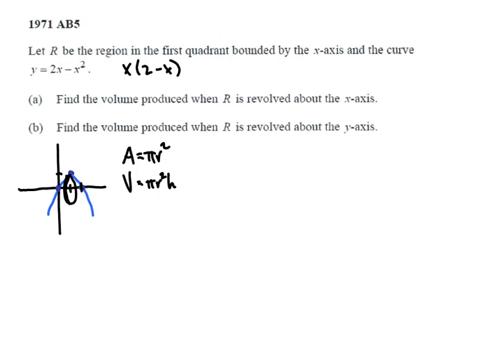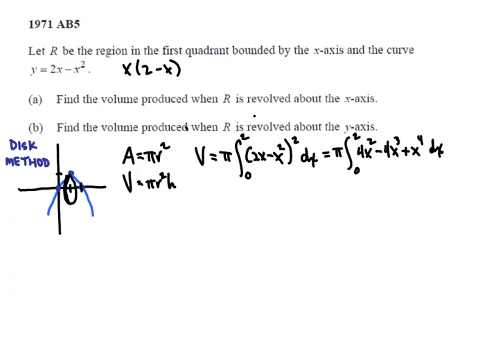individual discs. And so writing the integral for this, the volume is equal to pi times the integral from 0 to 2 of 2x minus x squared, entire quantity squared, dx. The way we're going to evaluate this is to square this integrand out, which leaves us with pi times the integral from 0 to 2 of 4x squared minus 4x to the third plus x to the fourth. Integrating that, the antiderivative is 4x to the third over 3 minus 4x to the fourth over 4, which is minus x to the fourth, and then plus x to the fifth over 5.